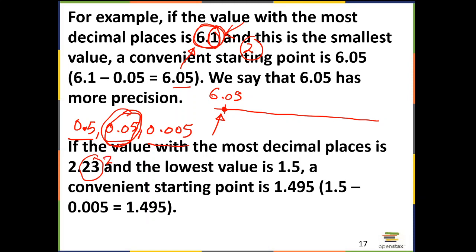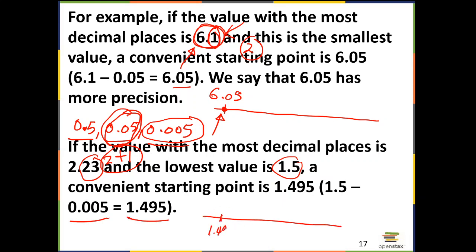Now, what if the most decimal places is this number? That means 2 decimal places, and the smallest value is 1.5. Then we add 1 to this, so we're going to use 3 decimal places. To create 3 decimal places, you have to use this number. Now, can you use 0.007? Yes, but this is a convenient number to choose. It creates 3 decimal places. So we take the smallest value, 1.5, and subtract that number from it. In this case, we're going to start with 1.495.